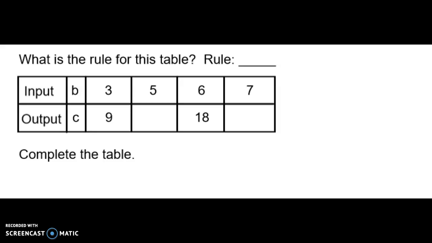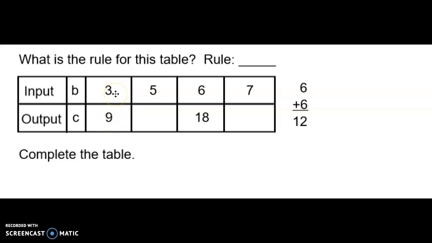But if I came over here and I tried that rule here, 6, and then I add that rule of plus 6, 6 plus 6 gives me 12. So our rule cannot be plus 6. Well, can we subtract a number from 3 to give us 9? Well, we should know that we can't do that. That's not going to work.